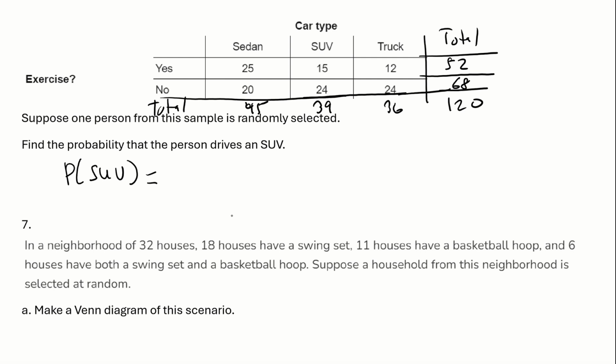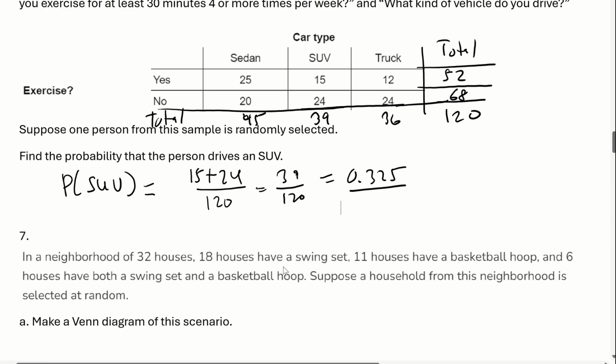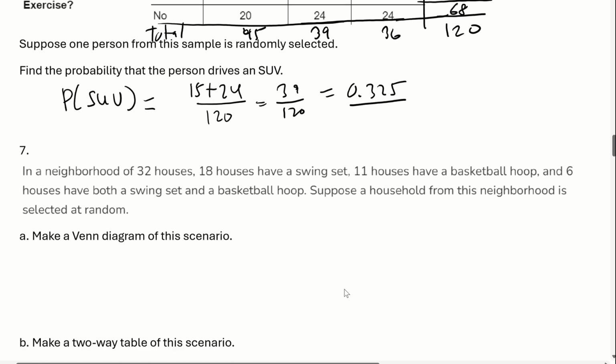So SUV is going to be 15 plus 24 out of a total of 120, right? Which is 39 out of 120, which is 0.325. Okay. All right, and that's it for that one. Pretty easy. That's the addition rule. Using Venn diagram or using a two-way table.